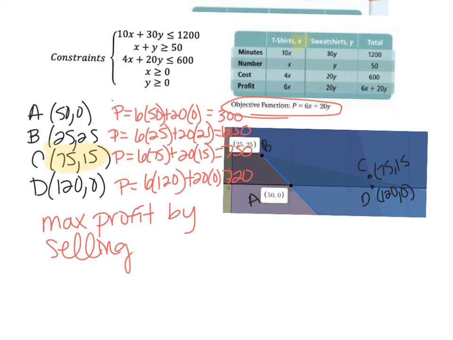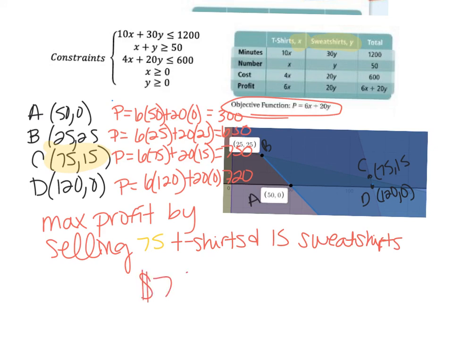Remember it says right here, your X is your t-shirts and your Y is your sweatshirts. So your max profit would be by selling 75 t-shirts, because that's your X value, and 15 sweatshirts. And that's how you make your max profit, and your max profit would be $750 because that's what we got there.